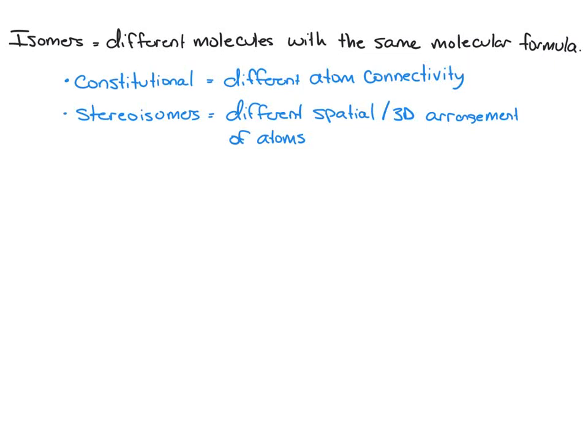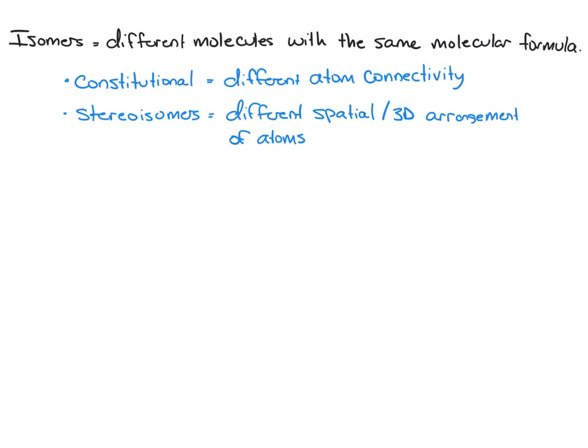Let's start off with a few definitions. The first is just what isomers are, and we've talked about this before. Isomers are different molecules, but they have the same molecular formula. But there are some subclasses of isomers. The first are constitutional isomers, and this just means the atoms are connected differently.